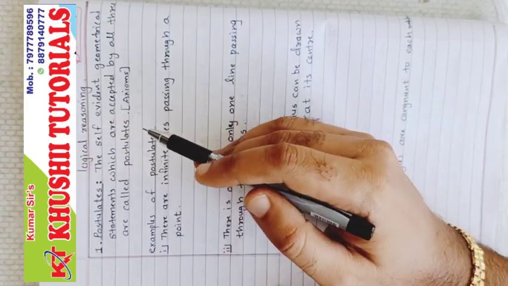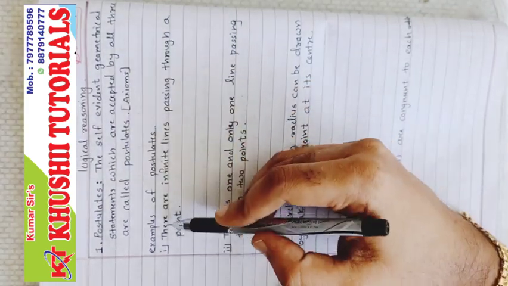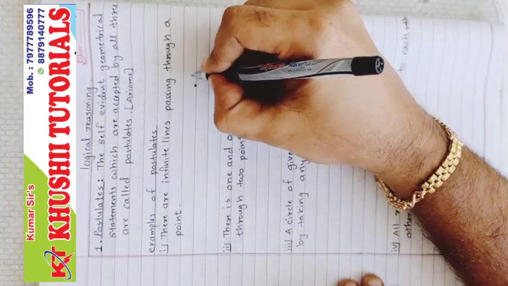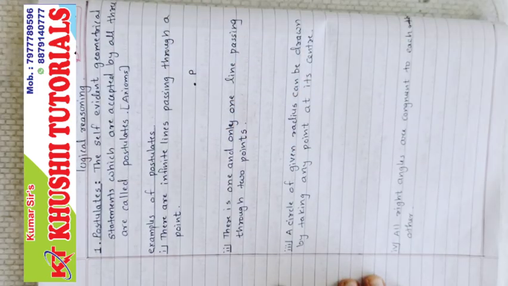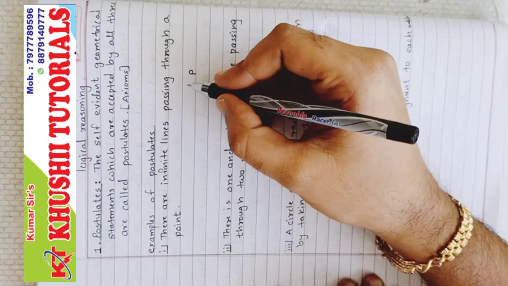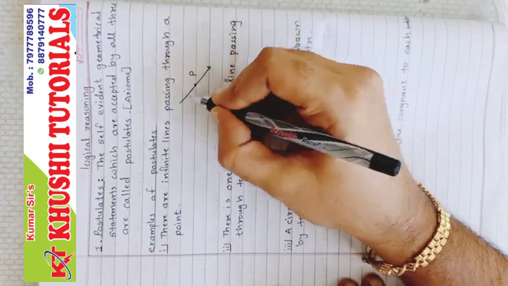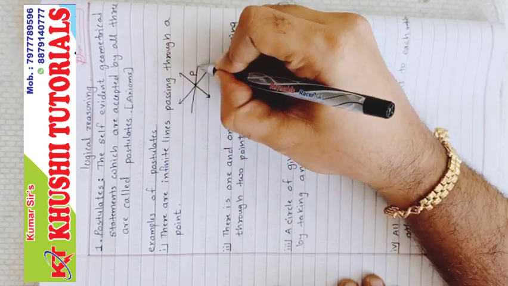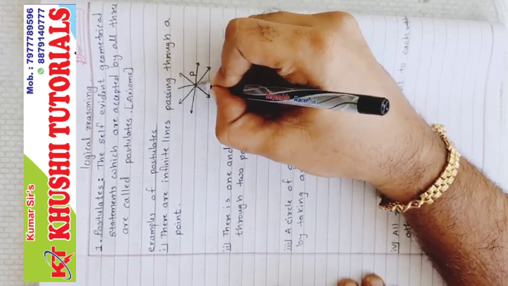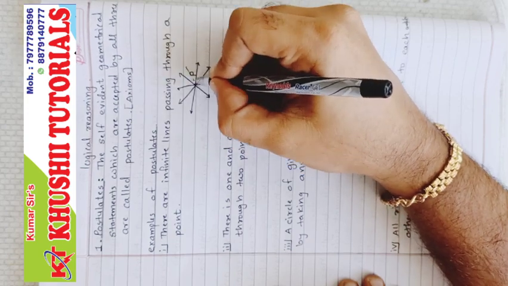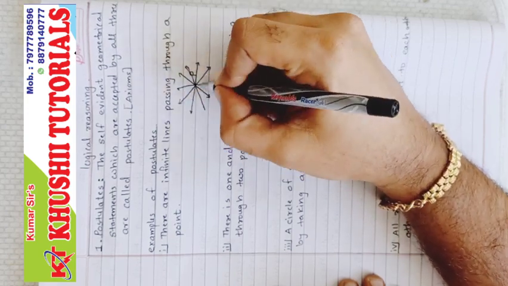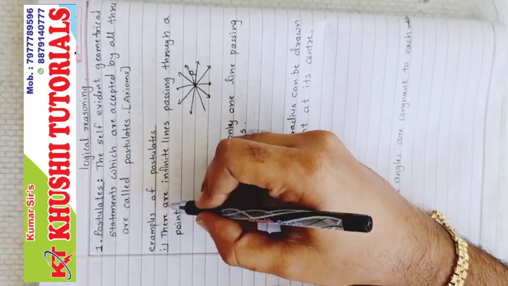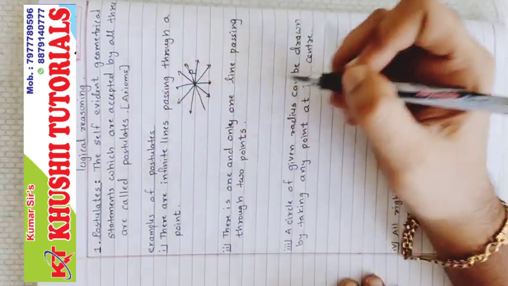Some of the geometric postulates given by Euclid are: there are infinite lines passing through a point. For example, if I give you a point like P, how many lines can pass through point P? Answer, definitely. One line, then second line, third line, fourth line. Same way we can draw fifth line, sixth, seventh, eighth, ninth, the infinite lines. How many lines? Infinite lines. So there are infinite lines passing through a point.